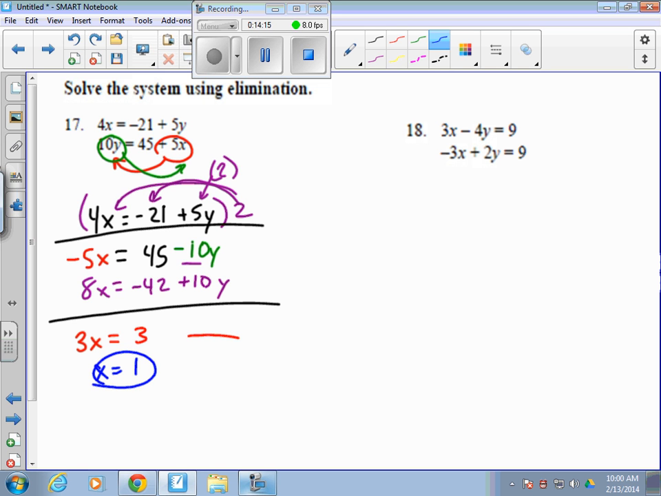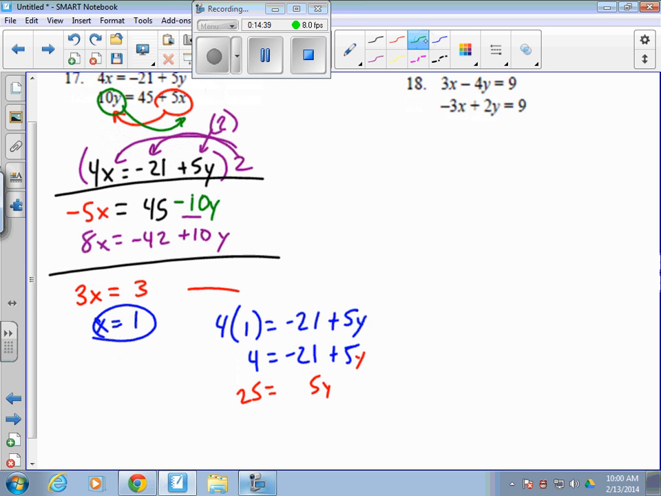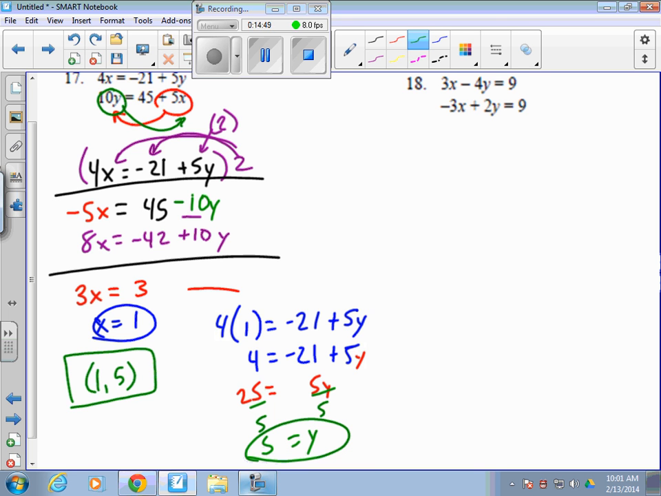Plug x equals 1 back into one of the other equations. We'll use the first one. 4 times x, or 4 times 1, equals negative 21 plus 5y. So 4 equals negative 21 plus 5y. When you get rid of negative 21, you add it to both sides. Plus 21 on the right, plus 21 on the left gives you 25 equals 5y. And then when you divide by 5 on both sides, y equals 5. X comma y, 1 comma 5.